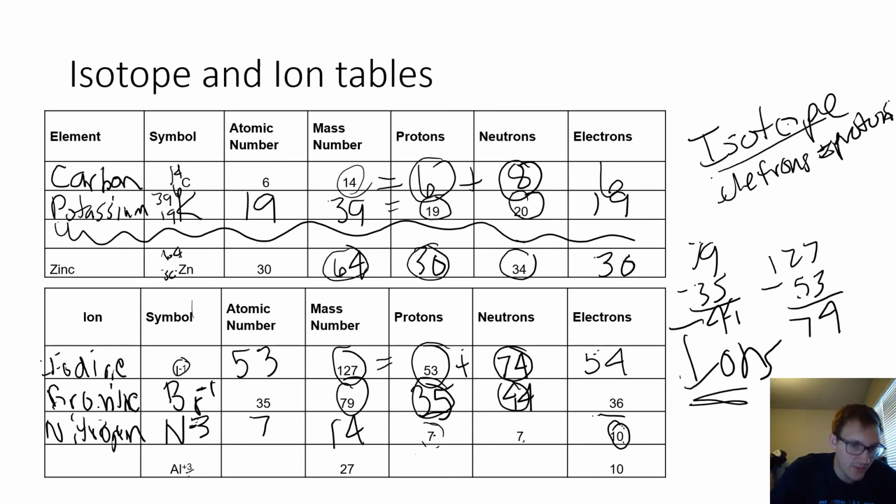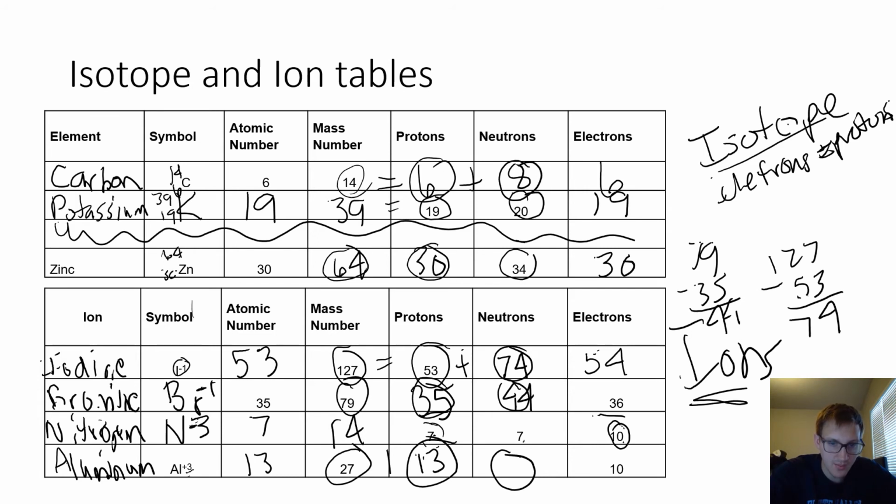Last one is aluminum, Al. The atomic number for aluminum is 13, telling me that there are 13 protons. And if I do neutrons plus protons equals mass number, whoops, equals is what that's supposed to say, and that's a plus. And I know that 14 plus 13 is 27.